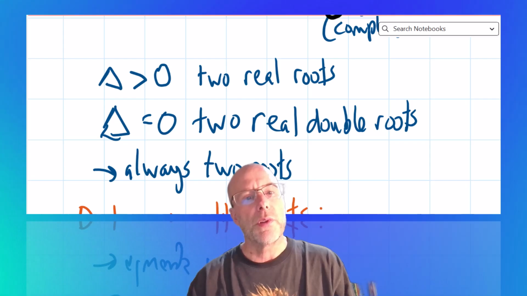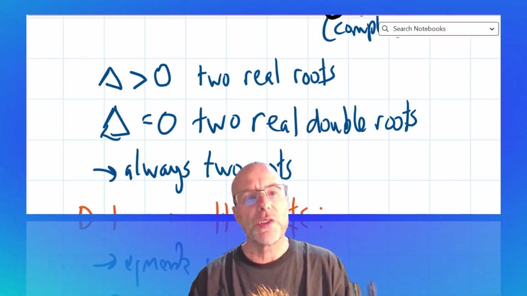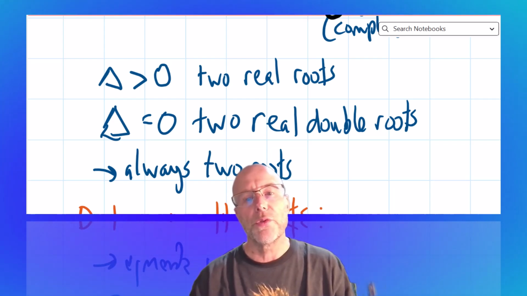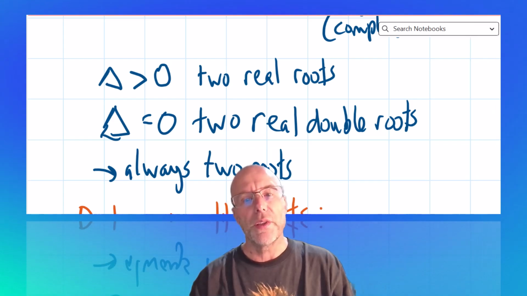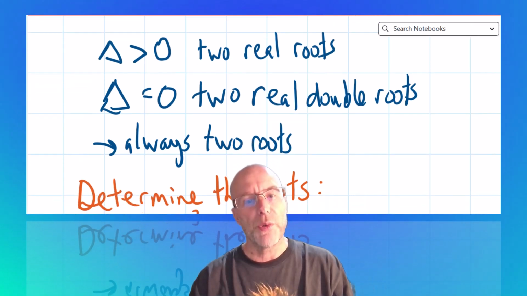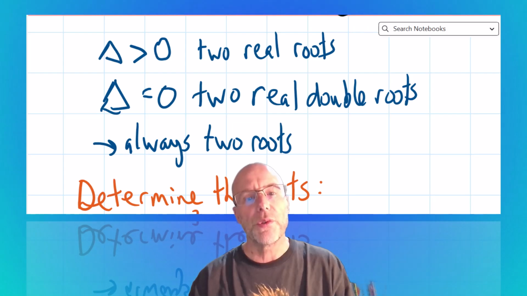So if we have a negative discriminant, two complex roots which are conjugates of each other, and we have two real roots if the discriminant is positive. As we've always said, if the discriminant equals zero, we have two real double roots, so we have the plus or minus going on, so they're double roots. So we always have two roots, always.